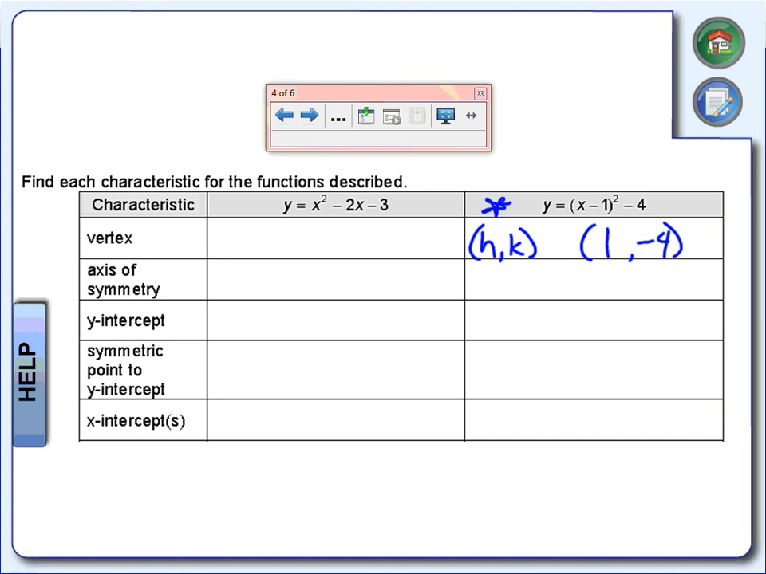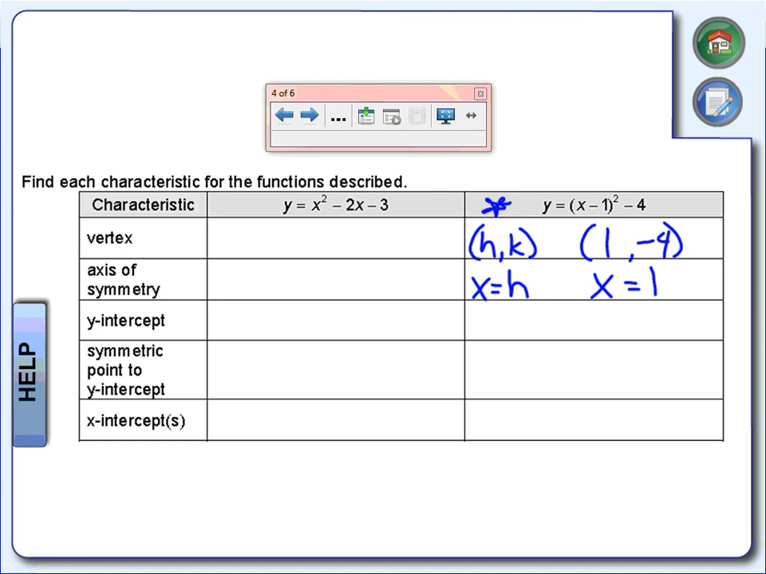Your axis of symmetry, according to our notes, is X equals H. So what you're going to have is X equals H, and we already found H. H is the first number in our vertex, which is a 1. So X equals 1 is going to be your axis of symmetry.